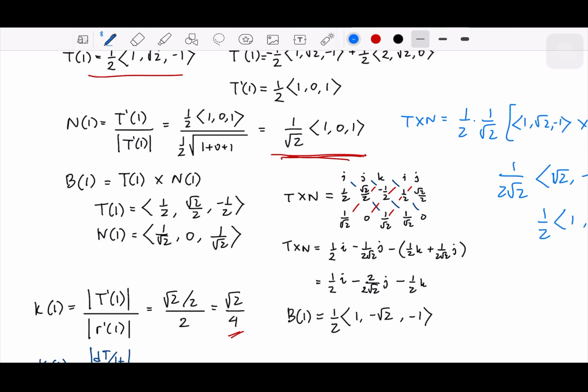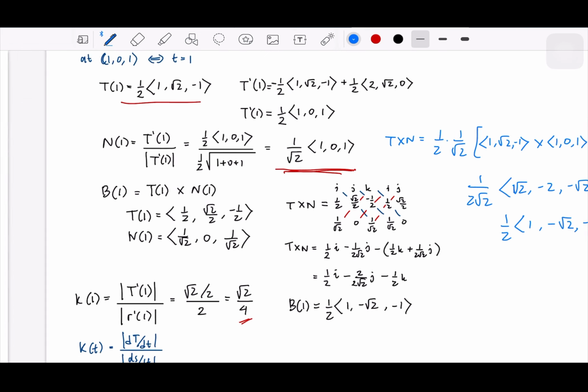So the next section should be about the plane. The plane and torsion, but I think if we don't have time for the torsion, it should be next Tuesday. Okay, let's continue a little bit.